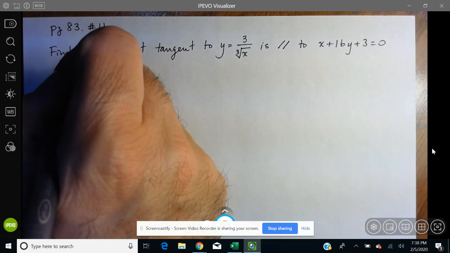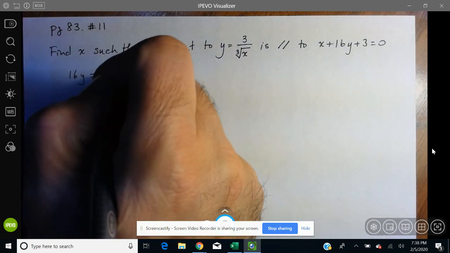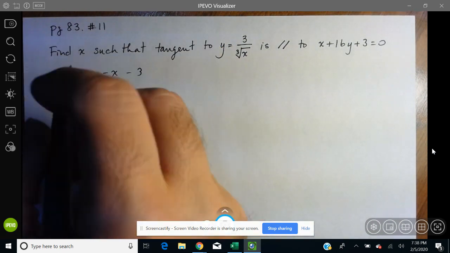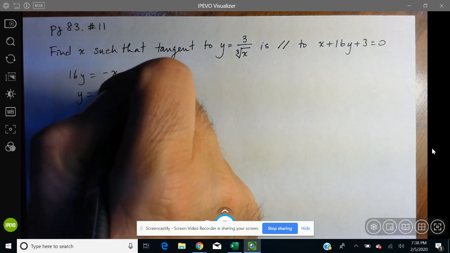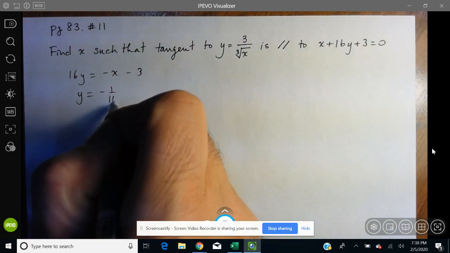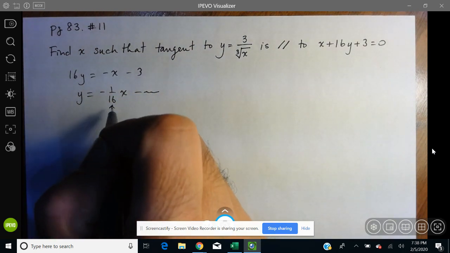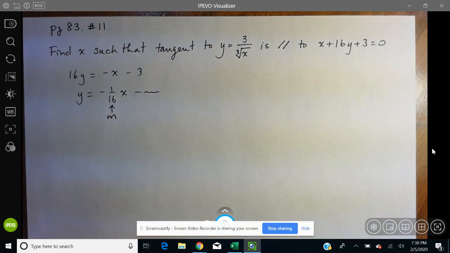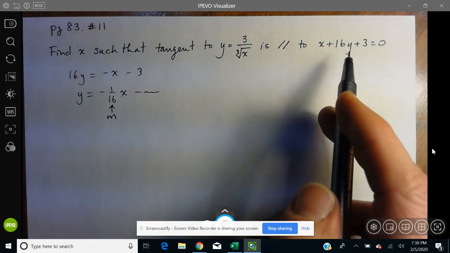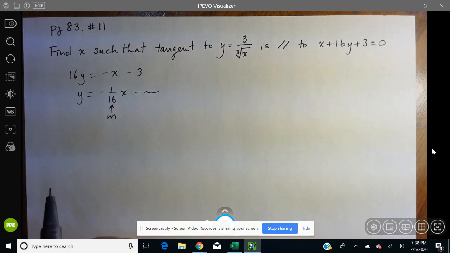All right, so 16y, bring the x to the other side, and the 3, and then I'm left with y equals negative 1 over 16x minus, I actually don't care what's there, because the only thing I care about is the fact that the slope of the line I'm looking for has to be the same as that one, so it's got to be equal to negative 1 over 16.